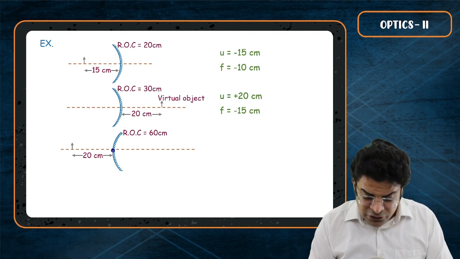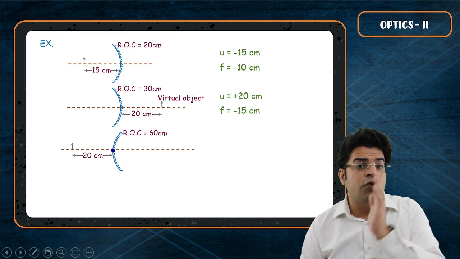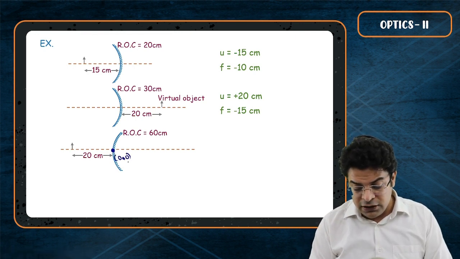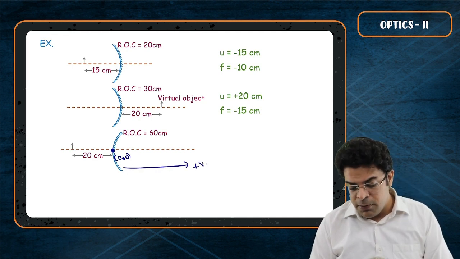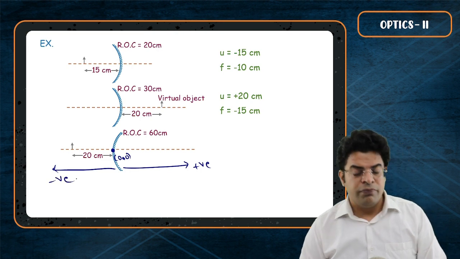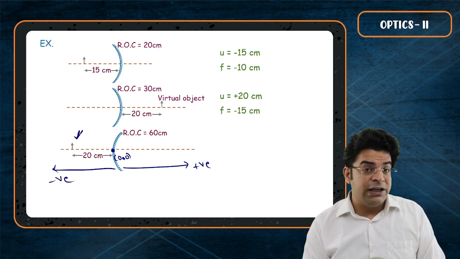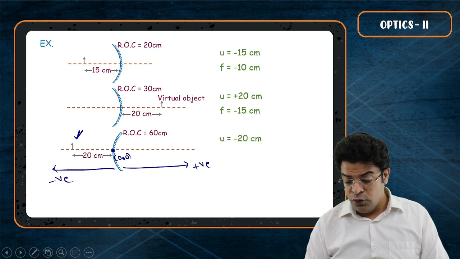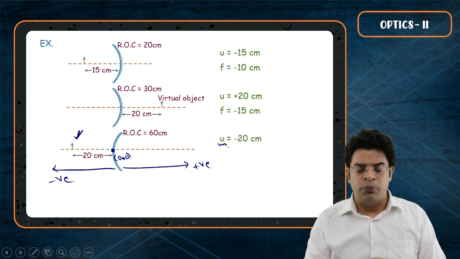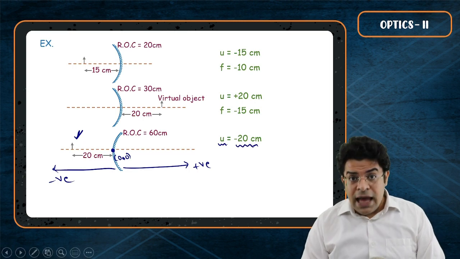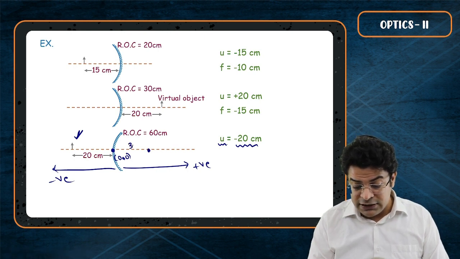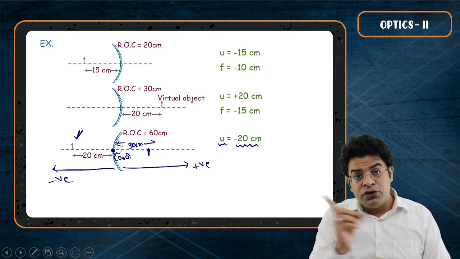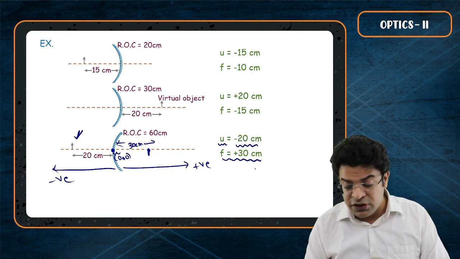So when I start measuring the position of object and the position of focus with respect to pole, I have to take the direction of propagation of incident ray to be positive direction. So this direction will be positive and the opposite direction has to be negative. So you will say that the position of object is minus 20. So u, which represents the position of object with respect to pole, will be taken as minus 20. And f, which represents the position of focus with respect to pole: the focus will be here at a distance of 30 centimeter from pole. And to reach the focus from the pole, you have to move in the positive direction by 30 centimeter. So you'll say f will be plus 30 centimeter.